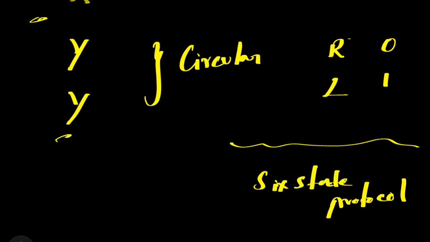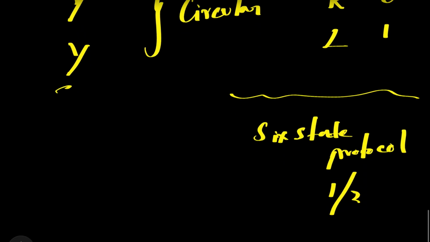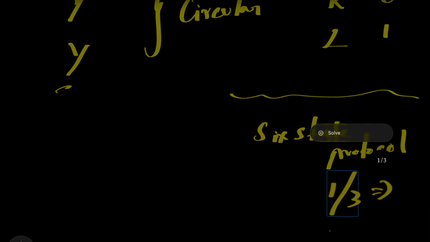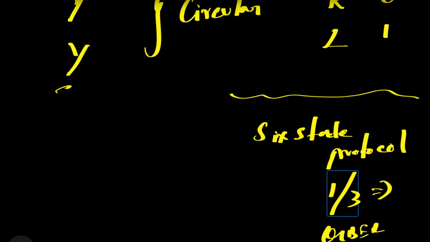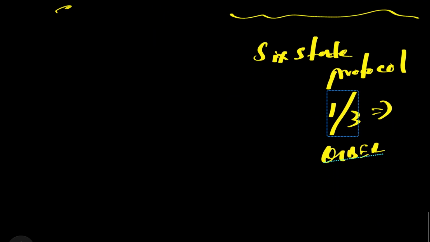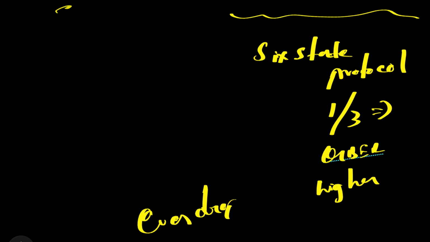Now the probability becomes 1 by 3, so the QBER, quantum bit error rate, will be higher, and that ensures eavesdropping is detected more easily than in the other protocols.